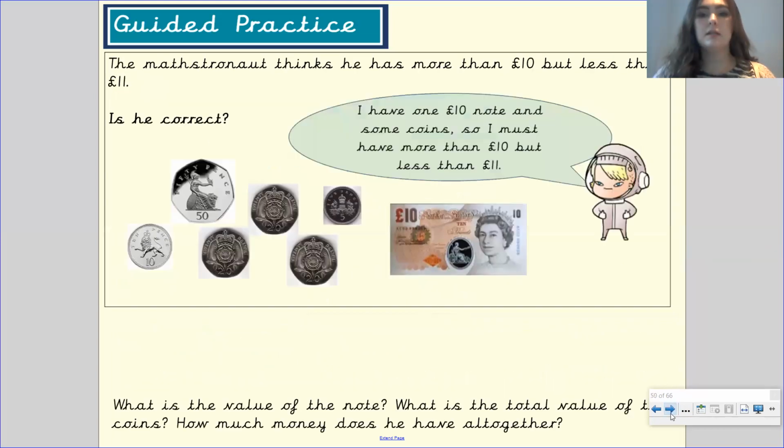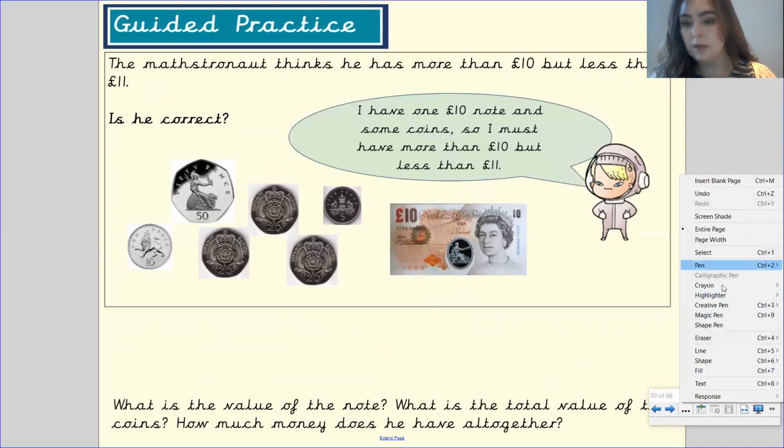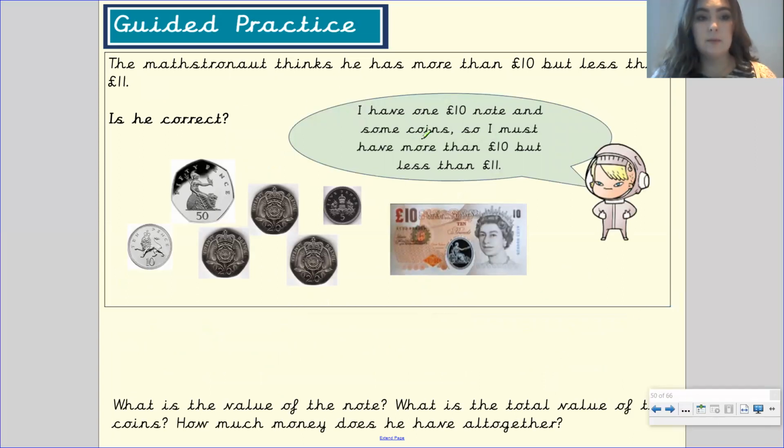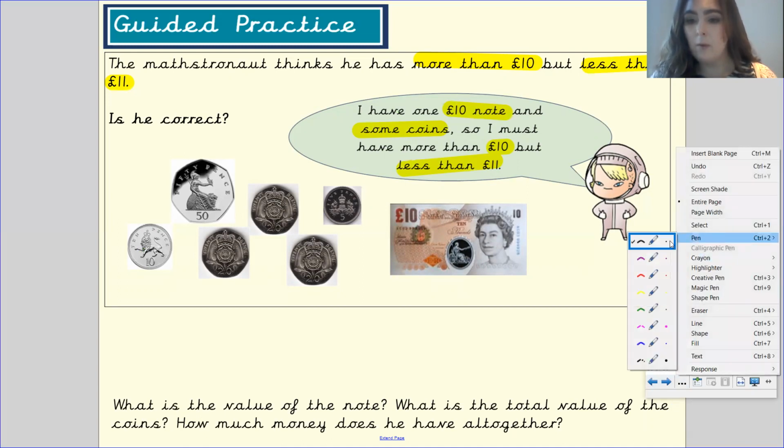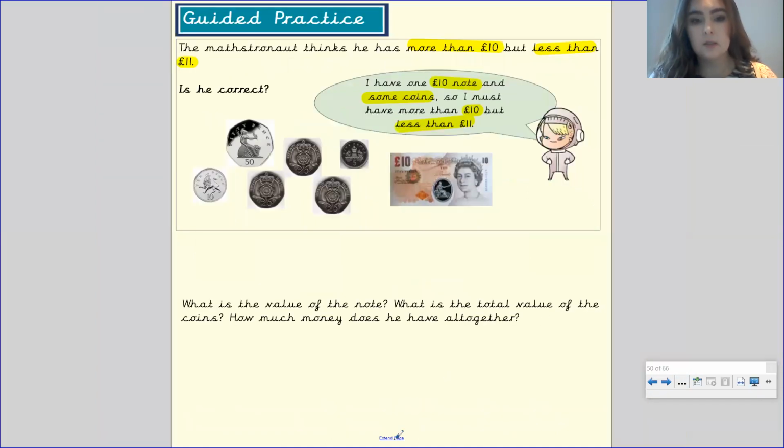Okay, let's go to the next one. We'll do this one again together. So again, we need to highlight the key bits of information. The astronaut thinks he has more than £10, but less than £11. Is he correct? So we can see he's got a £10 note and some coins. So he must have more than £10, but less than £11. So what we need to do is work out the value of the note and the total value of the coins, and then add together how much money he has.